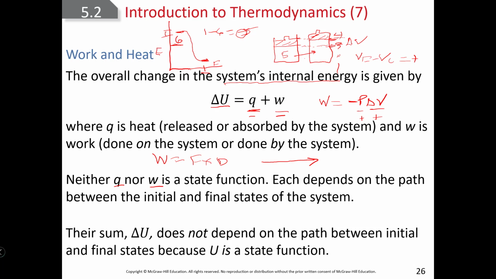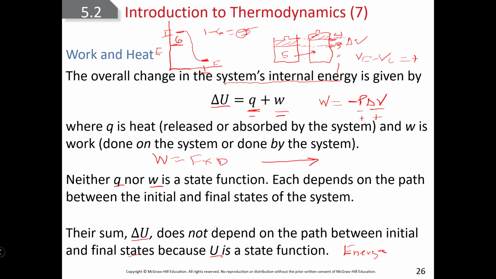They are pathway dependent. All right, so the sum of heat and work, delta U, does not depend on the path between the initial and final states. So U, the internal energy or energy, is a state function. So keep this in mind that U, also written as E, energy, is a state function.